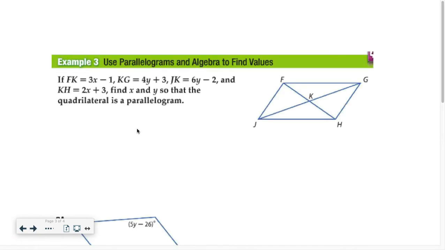Okay. Example 3 here, we're going to use parallelograms in algebra to find values. Okay. In this problem, if FK is 3x minus 1, FK, 3x minus 1. KG is 4y plus 3.